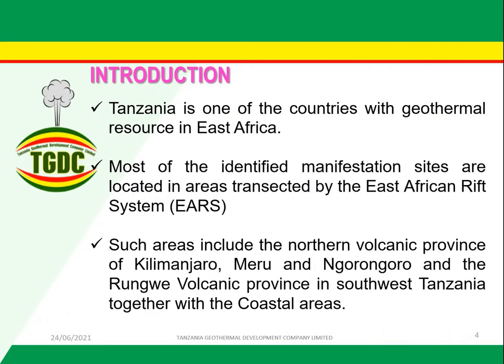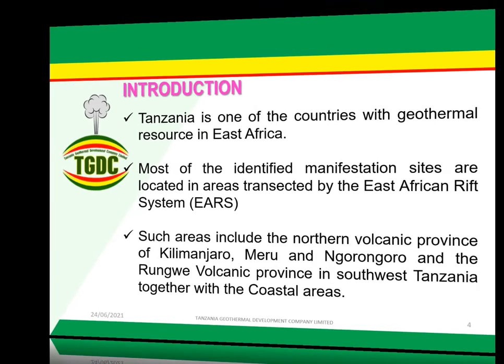Tanzania is one of the countries with geothermal resources in East Africa. Most of the identified manifestation sites are located in areas transected by the East African Rift System. Such areas include the northern volcanic province of Kilimanjaro, Meru and Ngorongoro, and the Rungwe volcanic province in southwestern Tanzania, together with the coastal areas.